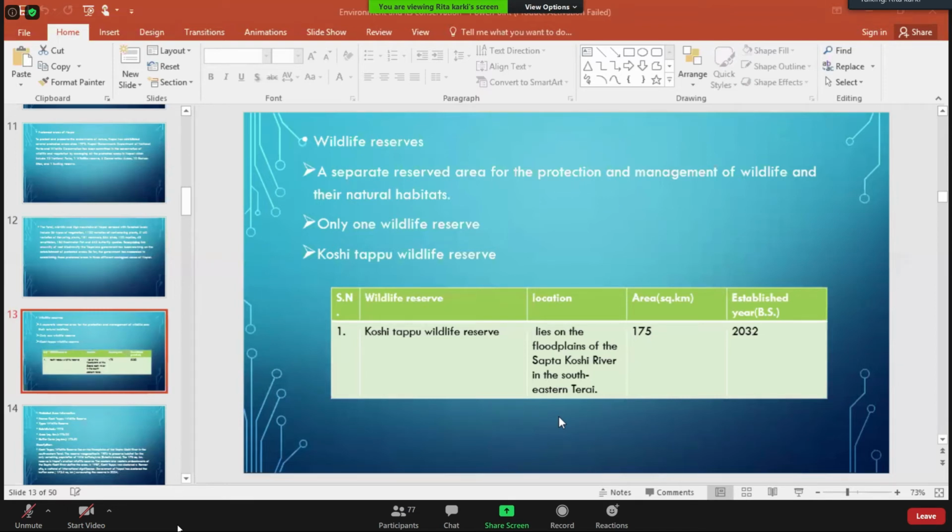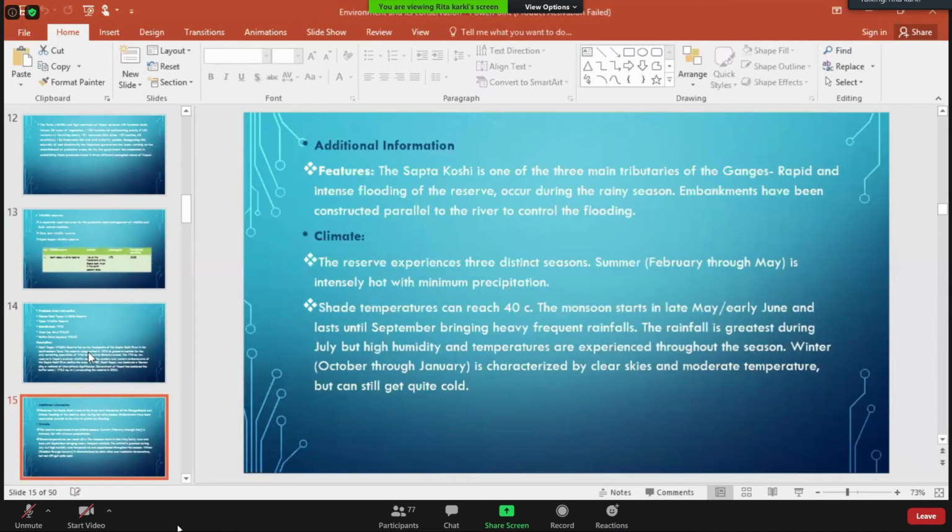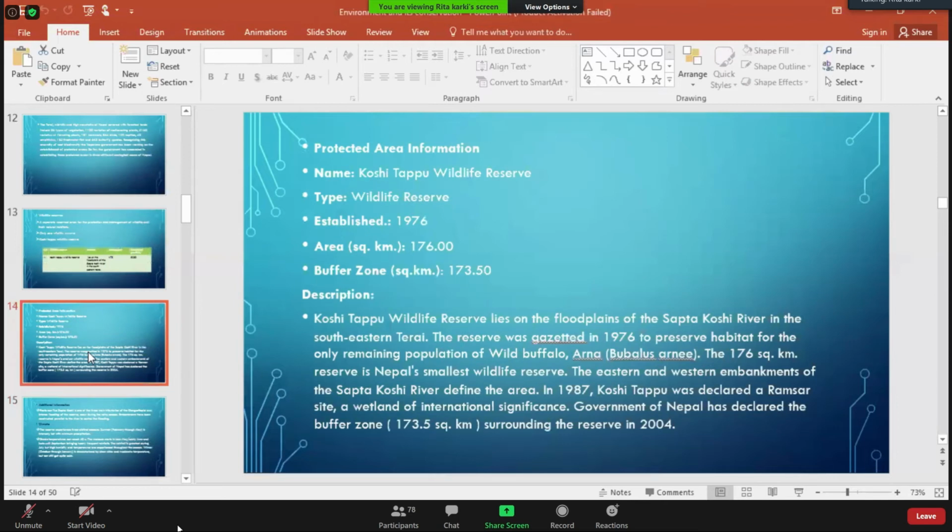It covers a very small area, only 175 square kilometers. So we can say it occupies a very small area in comparison to other national parks or protected areas. Besides this, it is not the smallest protected area. There are several other smaller protected areas in different places of our country. Basically, Kotapu Wildlife Reserve was established in 2032 Bikram Sambat, 1976 AD. It occupies a very little area, and it also comprises a buffer zone.